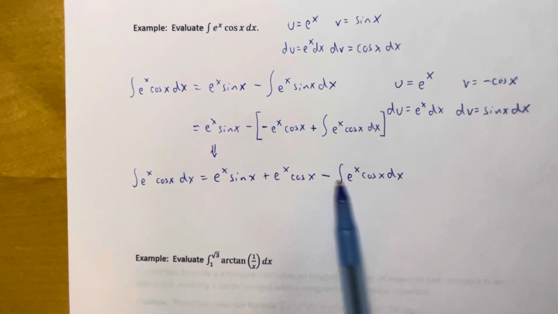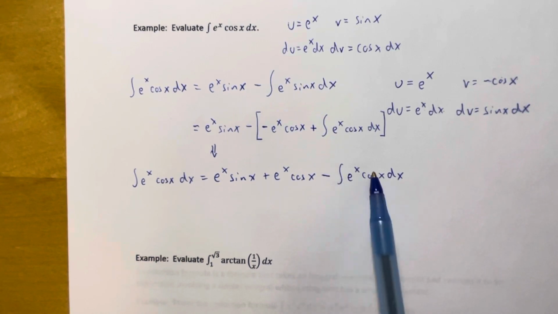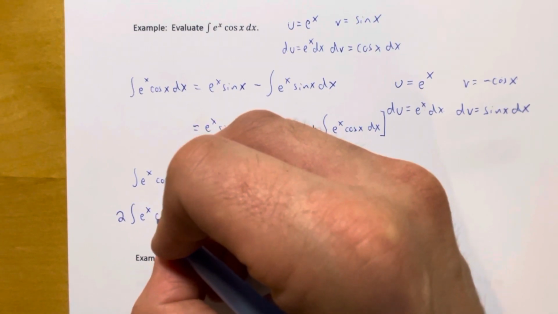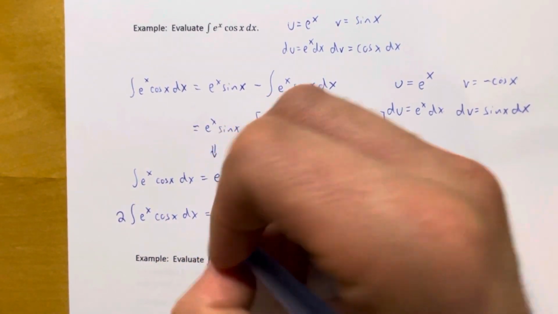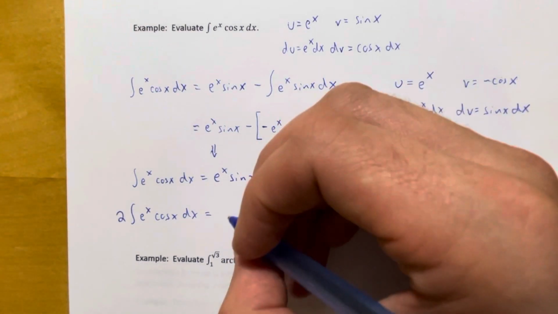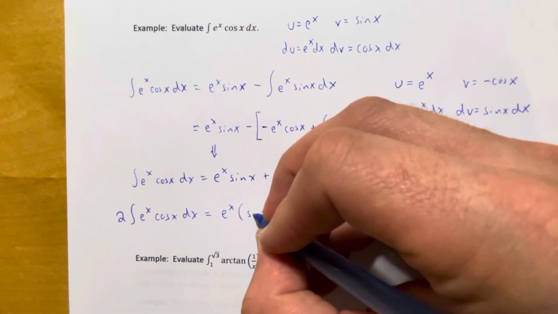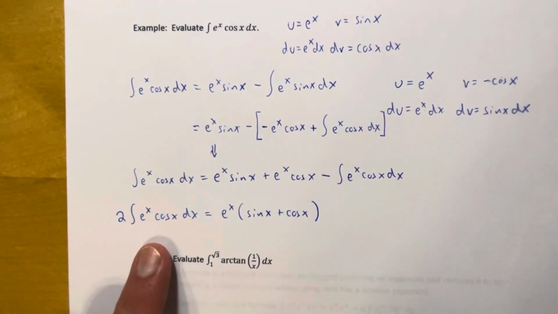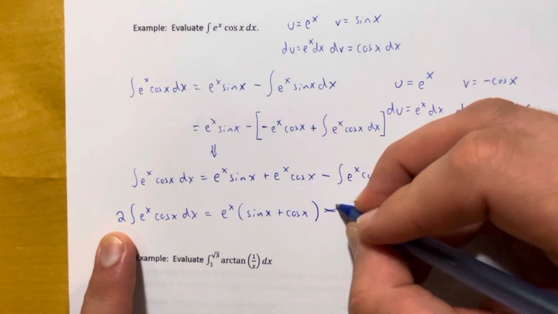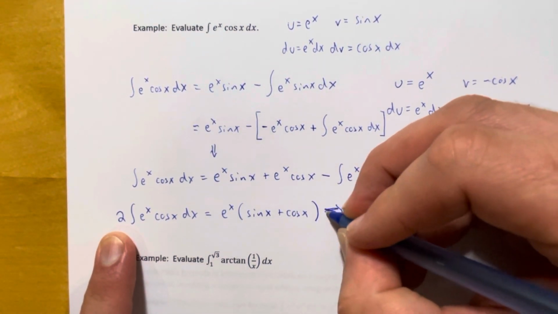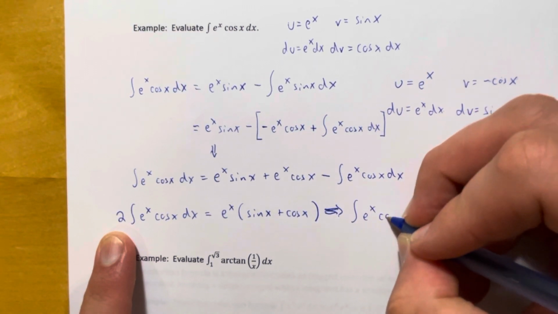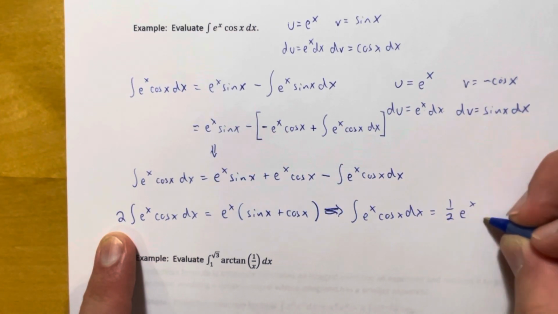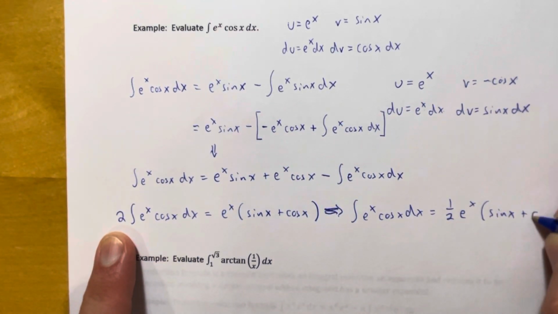That means I can add this integral to both sides to cancel it from that side, giving me 2 times the integral of e to the x cosine of x dx equals, I'm going to simplify what's left on this side. I'm just going to call that e to the x times sine of x plus cosine of x. Now, if I divide both sides by 2, I get that the integral of e to the x cosine of x dx is equal to 1/2 e to the x times sine of x plus cosine of x.